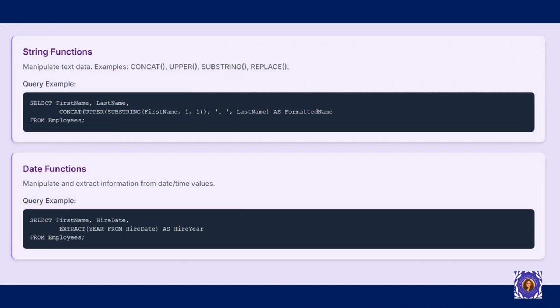Next are date functions, which are crucial for handling and extracting information from date and time values. These functions can vary a bit between different database systems. A common example is calculating the number of years an employee has worked at the company. We can use a DATEDIFF function, passing in the current date and the employee's hire date. We'd then divide that result by 365 to get the approximate number of years of service.